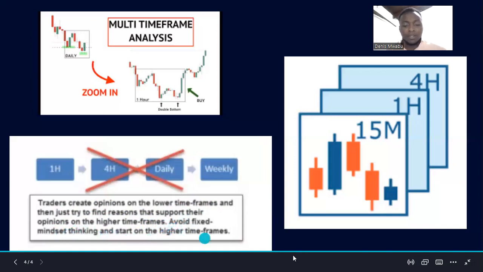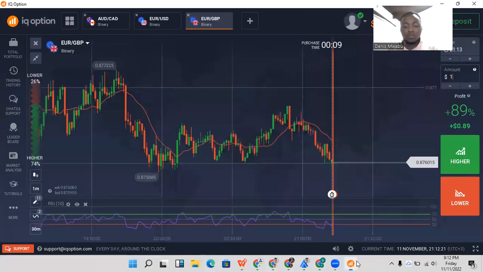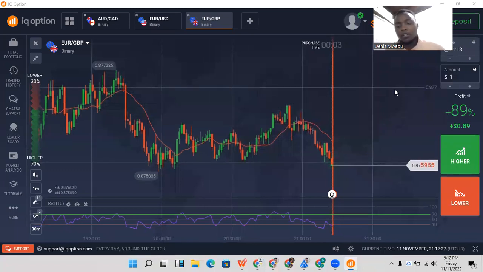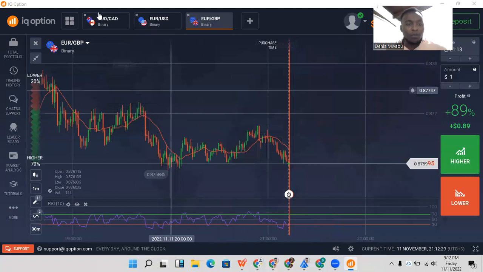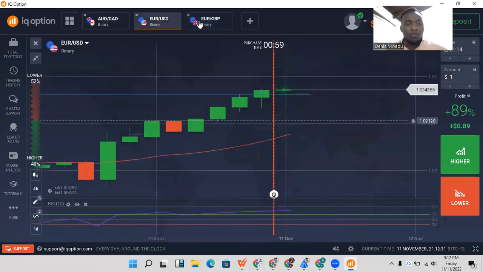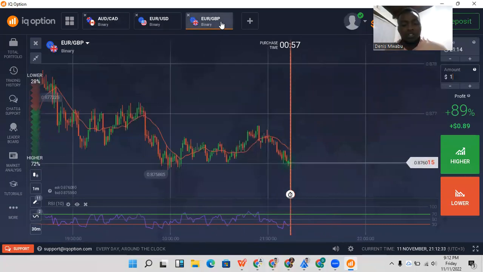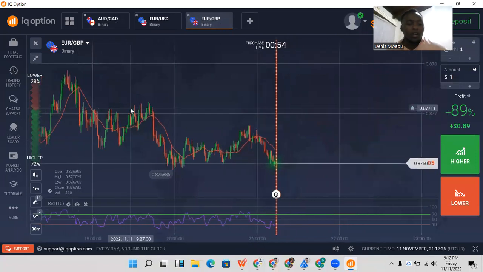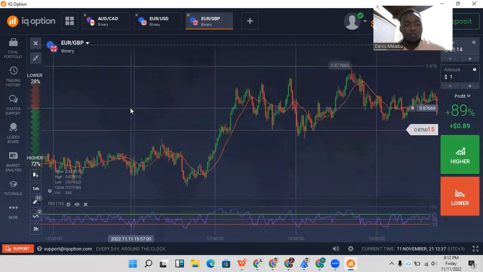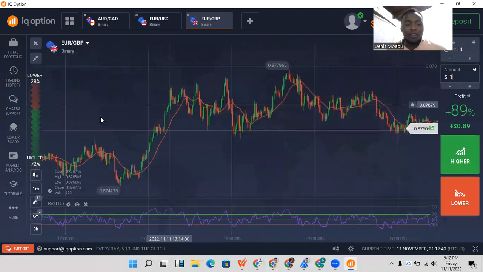I'm going to be jumping directly into the charts right now and show you exactly how you can do this when you are analyzing your markets in different assets. So for example, we have the Aussie Canadian, the Euro USD, the Euro GBP. So let's take a look at the first one. What do you take a look at? What do you identify? You want to identify the price action.